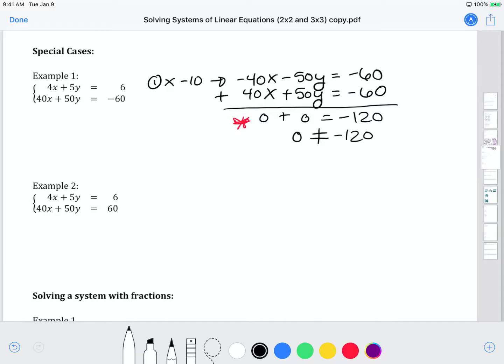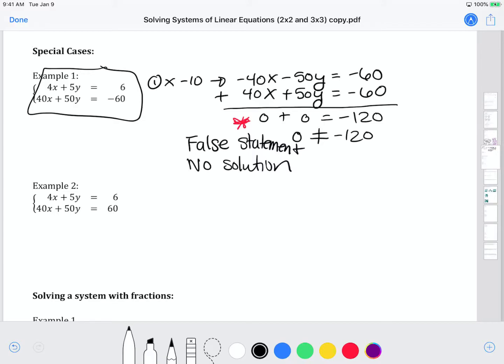When you run into this case where you have a statement that is false, this is the case where you have no solution. If you were to graph these 2 equations, you would find that they were parallel lines. And when you have that case, this kind of system of equations, when you have parallel lines, that is called inconsistent.